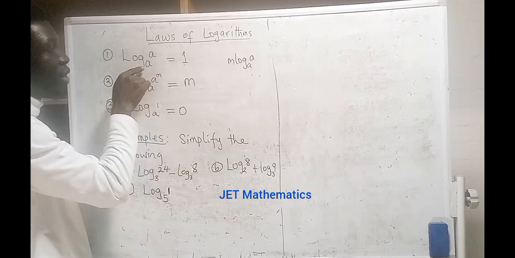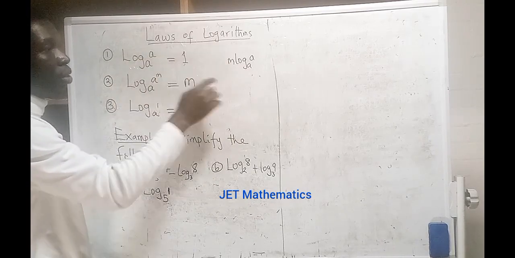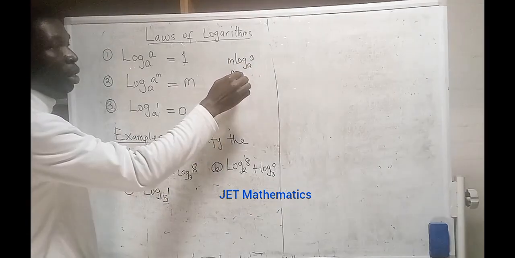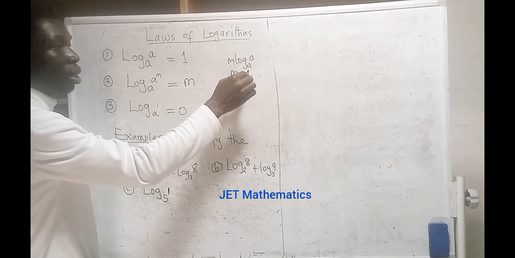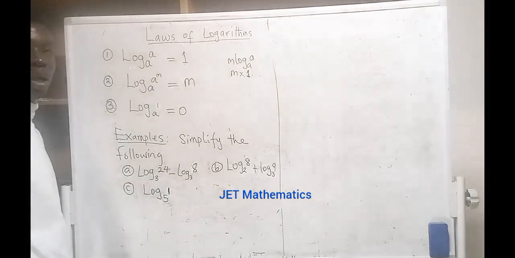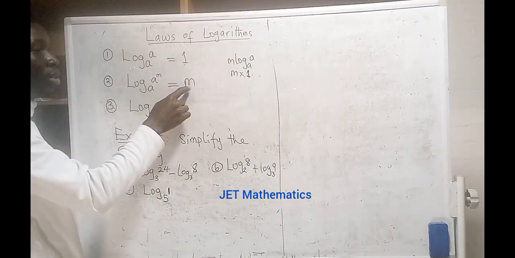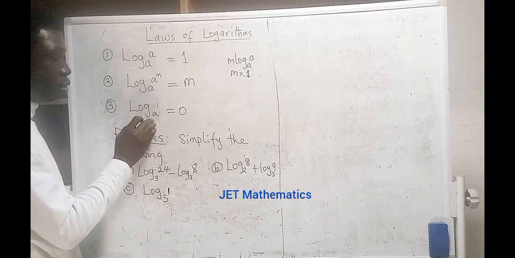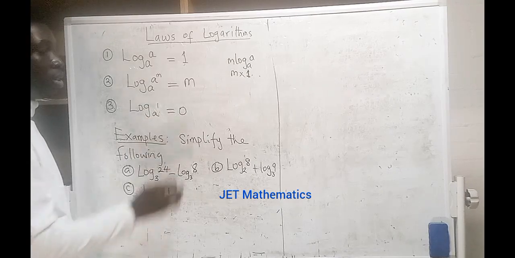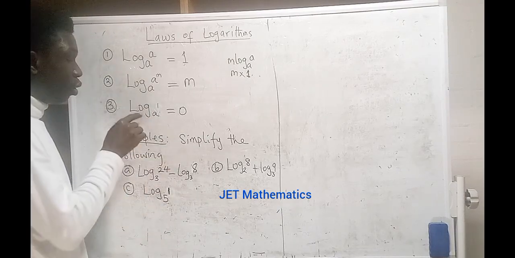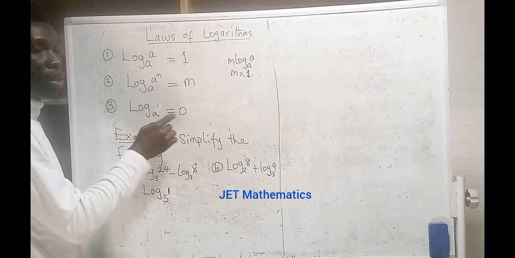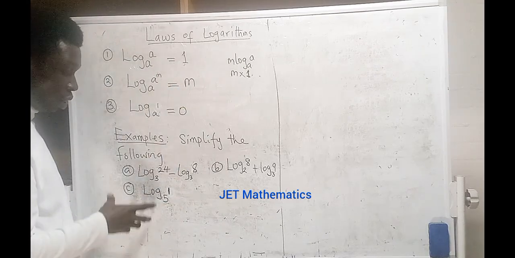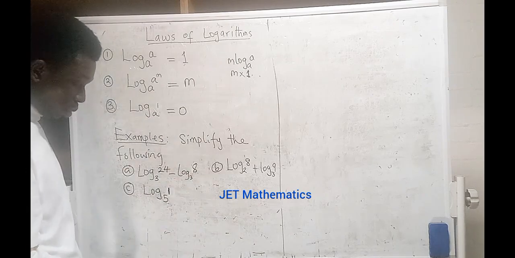And then now we have seen that log a to base a is 1. So log a to base a is m times 1. And m times 1 gives you m. So that's why this is now this. And then when you have log 1 to any base is equal to 0. Okay, log 1 to any base is equal to 0. So bear this in mind, and then we use them to solve simple problems.